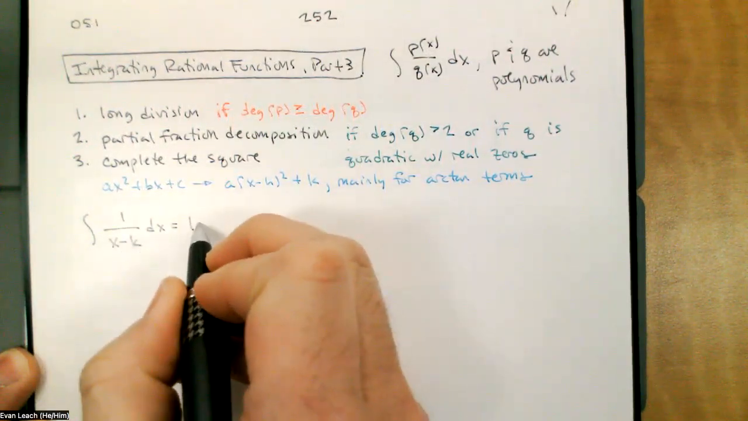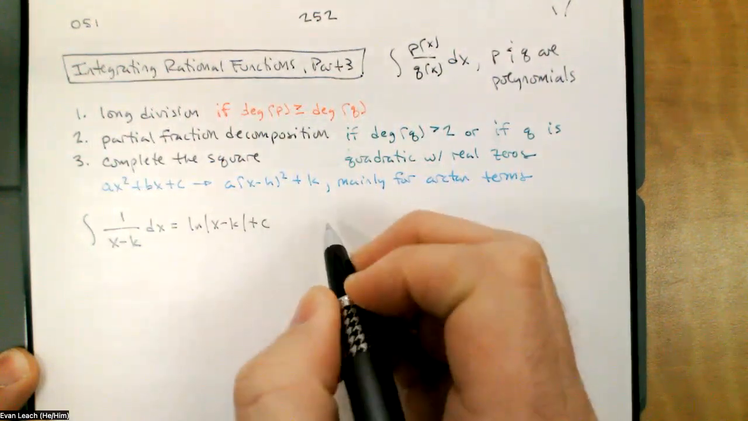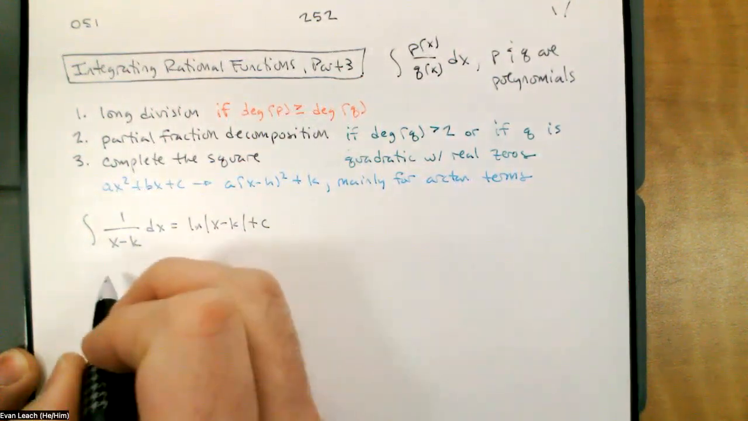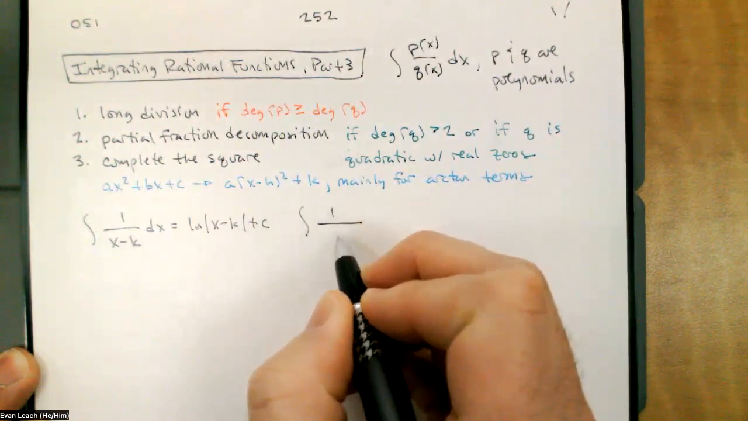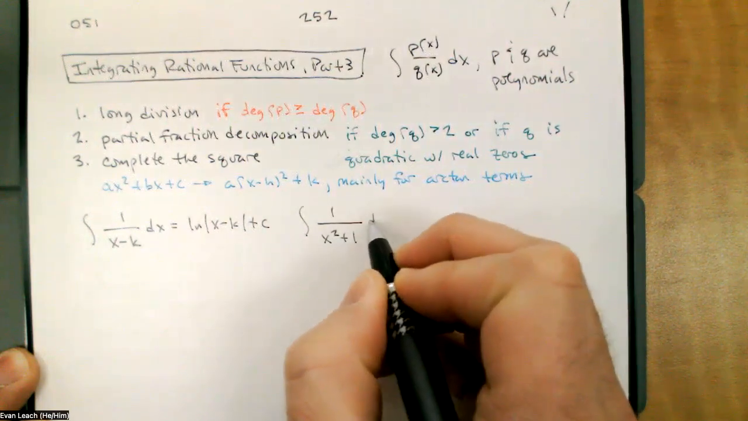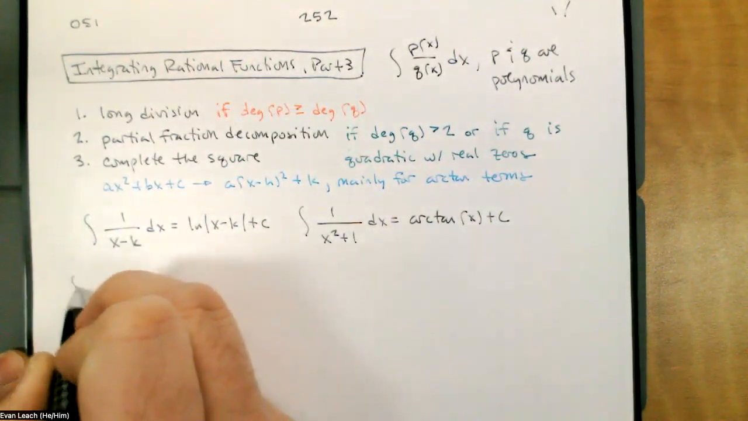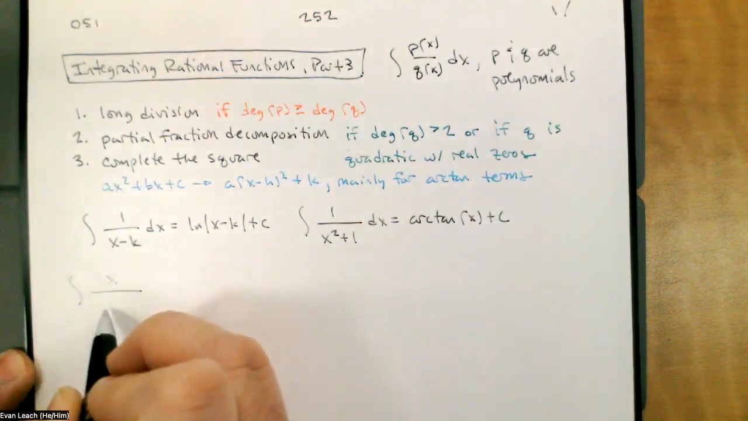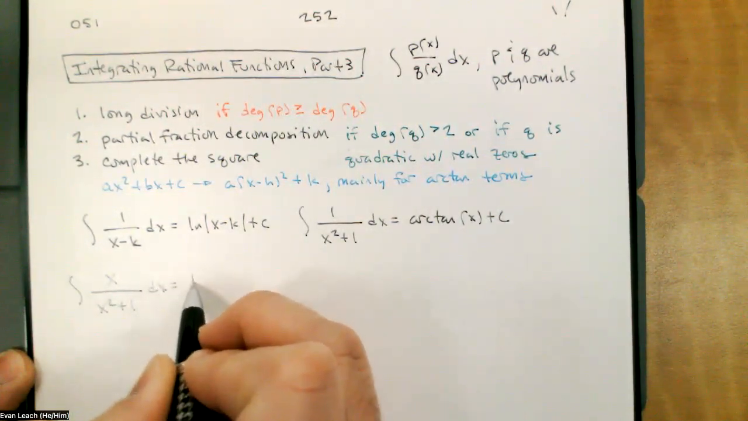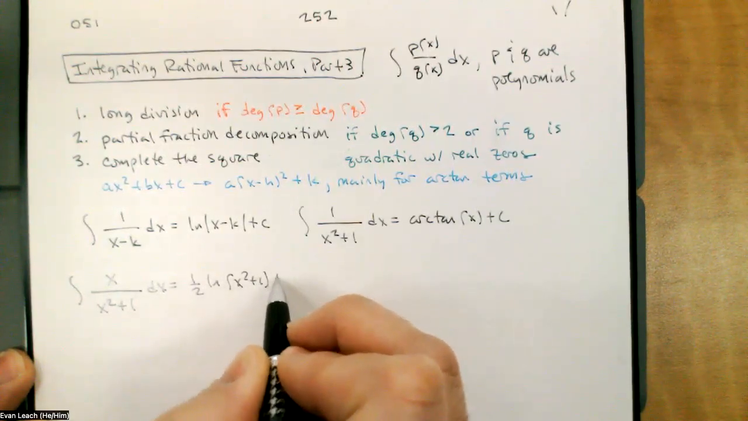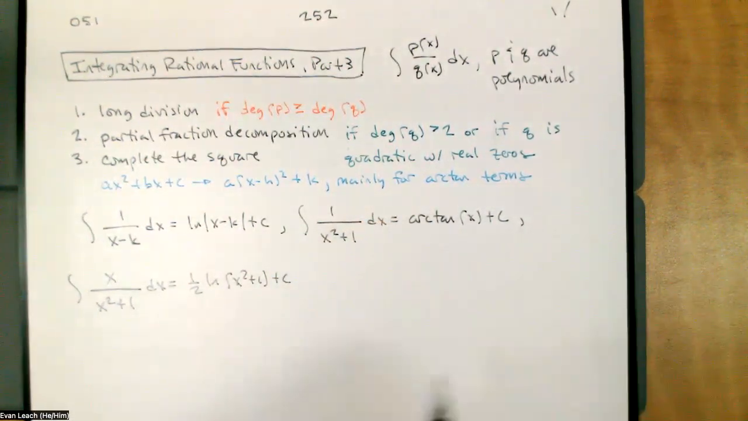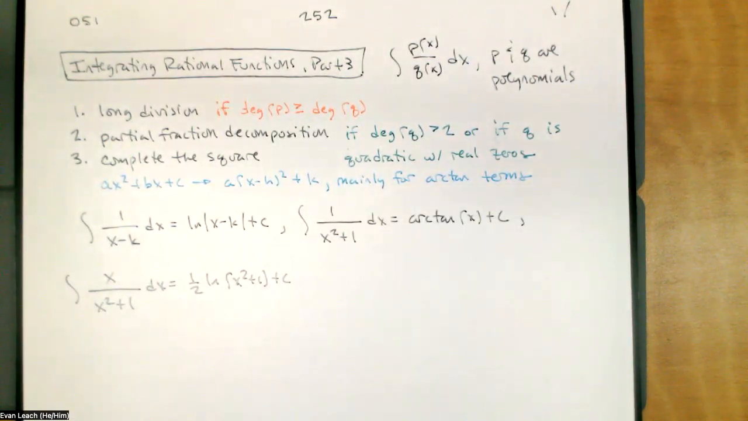Degree 0 over degree 1. Degree 0 over degree 2 with complex zeros. And degree 1 over degree 2 with complex zeros. So here are our three core integrals. We only care about the case where the degree of the numerator is less than that of the denominator, because we can always use long division to get to this scenario.